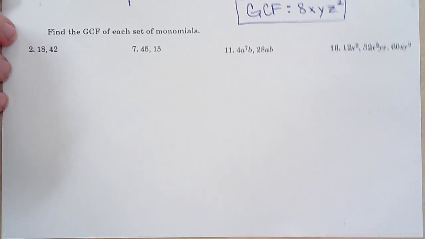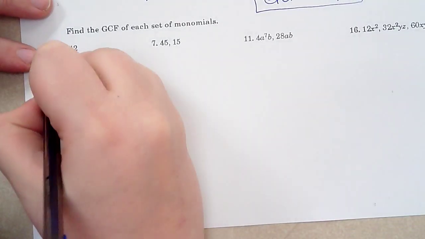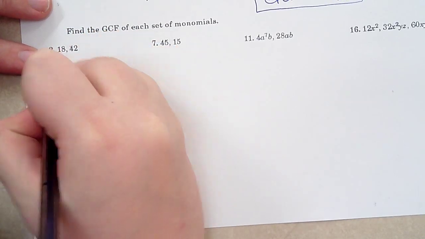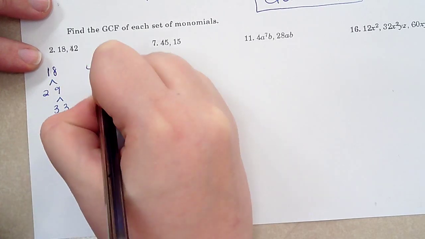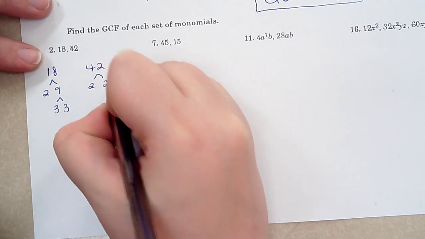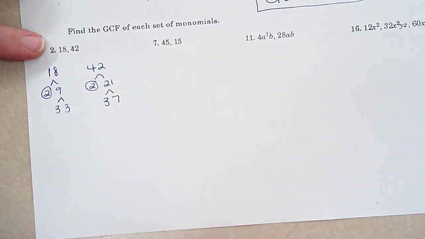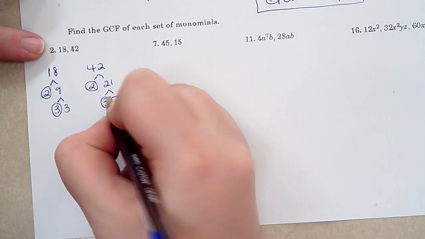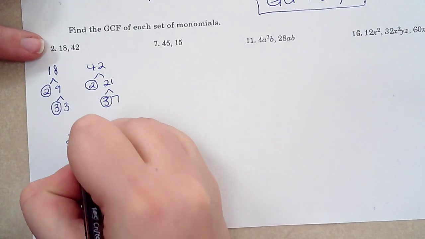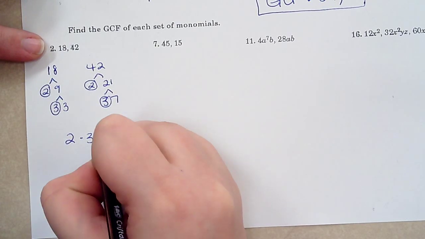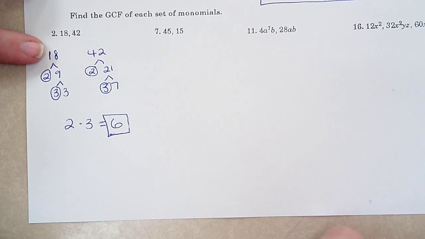All right, hopefully you paused the video and had a chance to take a look at these. So let's find the GCF of these. If I make my factor tree for 18 and 42, it's going to look something like this: 2 and 9, 2 and 21, 3 and 7. I notice they both have a 2, so I'll take that. They both have a 3, I'll take that. But that is all that they have in common. When I multiply these together, it gives me the greatest common factor between them, which is 6.